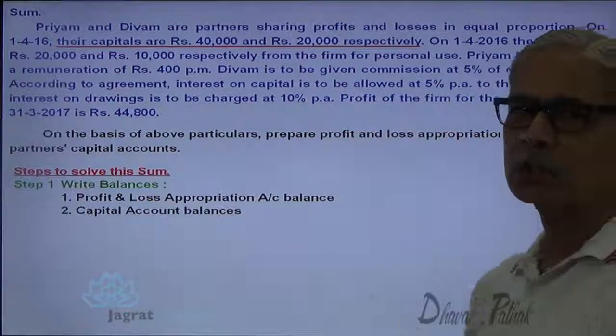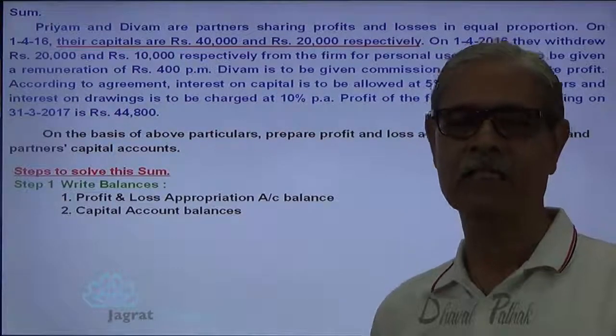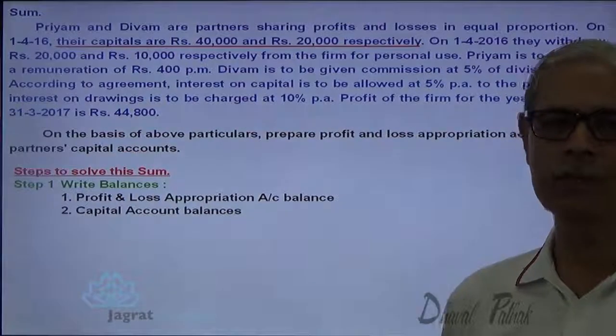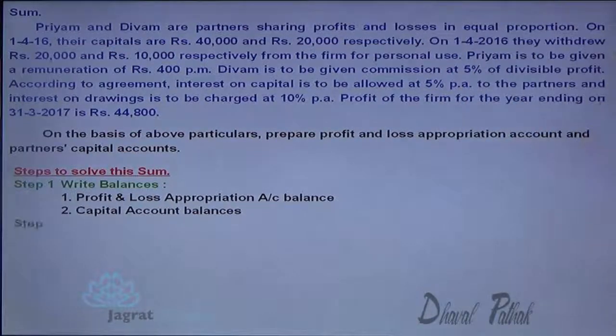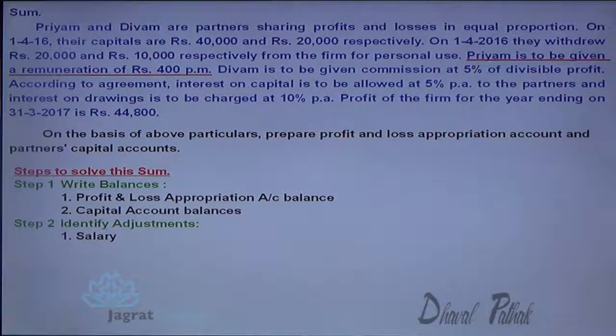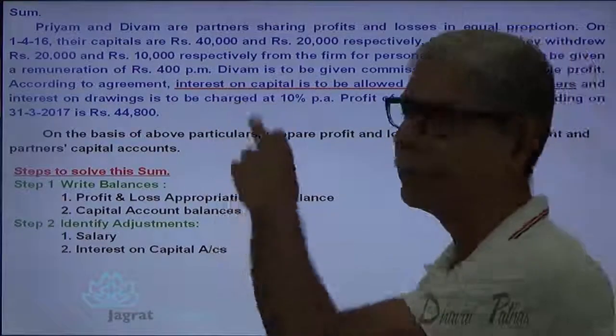Now how many adjustments or how many terms and conditions agreed by the partners is required to be considered for the purpose of preparing this profit and loss appropriation account. Now next step, step 2, identify the adjustment. The first adjustment, Priyam is to be given remuneration at the rate of rupees 400 per month. So first adjustment is of salary remuneration to Priyam. Next adjustment, allow interest on capital at the rate of 5%. So interest on capital will be allowed on the opening balance of capital account.